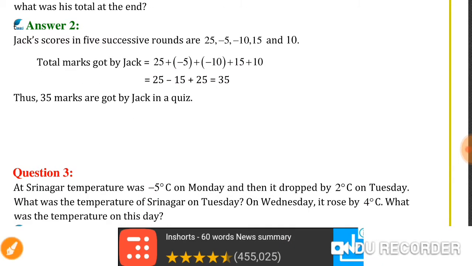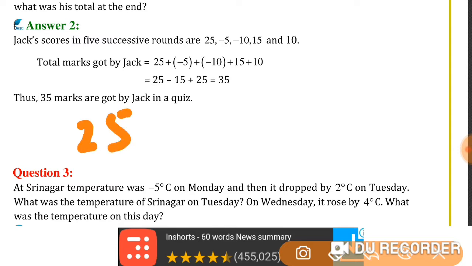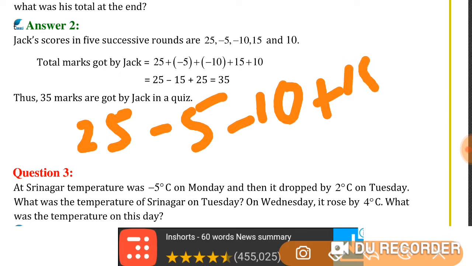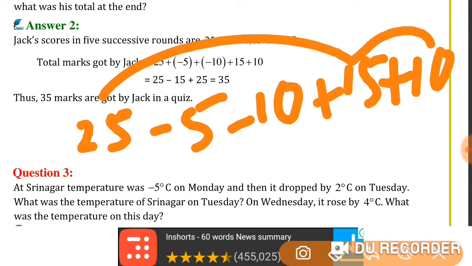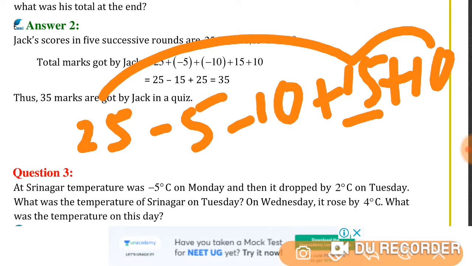Then we can consider the C. 25 already we have written. There is a plus sign between integers, in the sense there is no change of the integer sign. Minus 5, minus 10, plus 15 and plus 10. If this is the case, first add the positive integers. Which are the positive integers? 25, 15 and 10 together first. It becomes easy for you while adding the integers and subtracting the integers. 25 plus 15 is 40. 40 plus 10 is 50. So this is a positive.